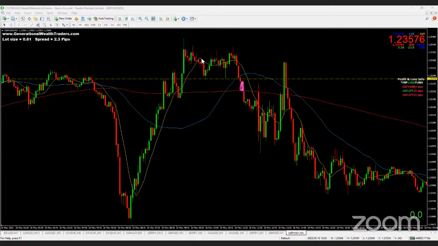seeing all these wicks at the top, that would have been an indication that the move up is exhausted. The buyers who pushed the price up, they've run out of steam. That's why it's now beginning to range or do some sideways movement, and the candles are smaller as well compared to some of these big candles.